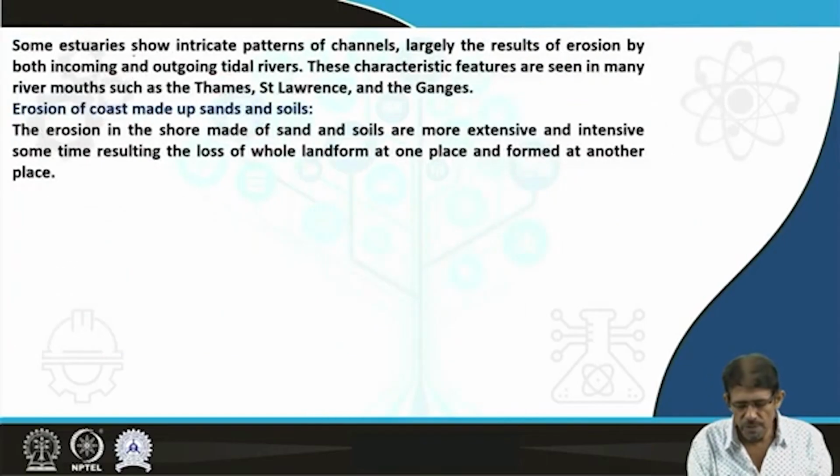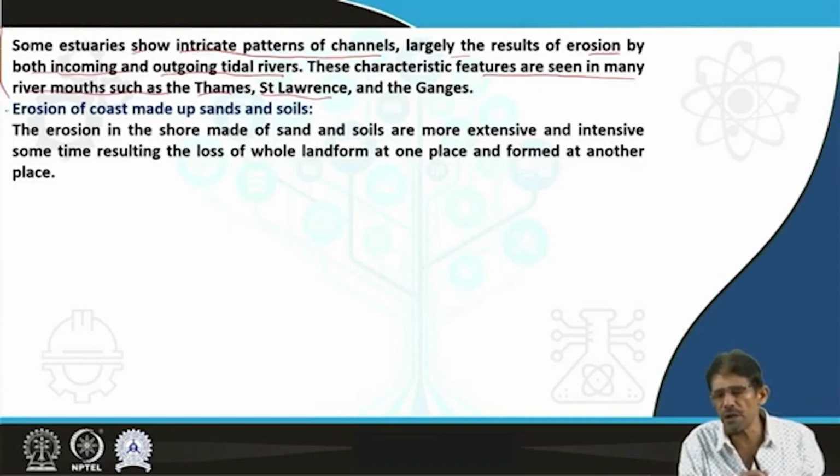Some estuaries show an integrated pattern of channels, largely the result of erosion. Both incoming and outgoing tides meet the generally freshwater river. These characteristic features are seen in many river mouths such as the Thames, St. Lawrence and Ganges. And the erosion of these we have discussed.